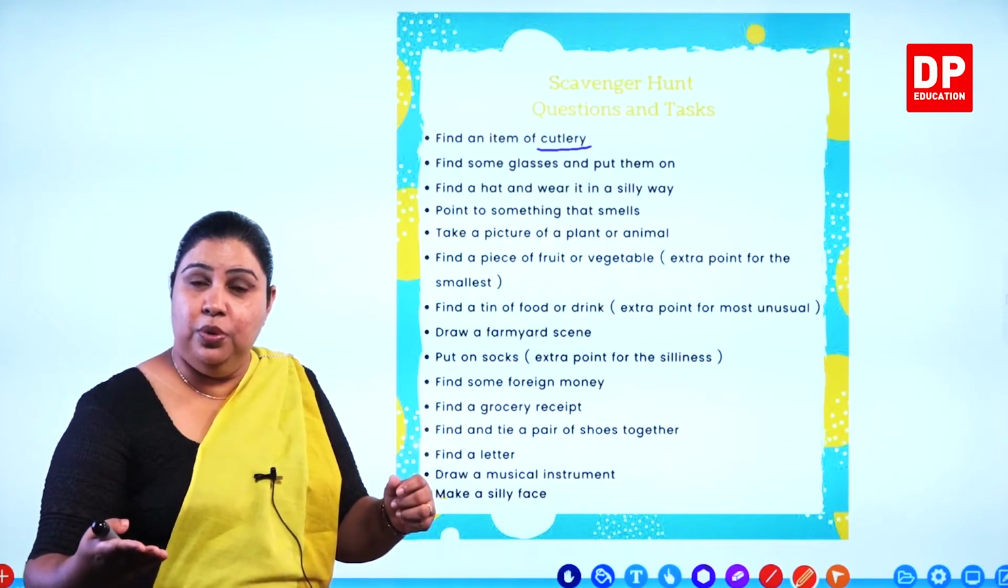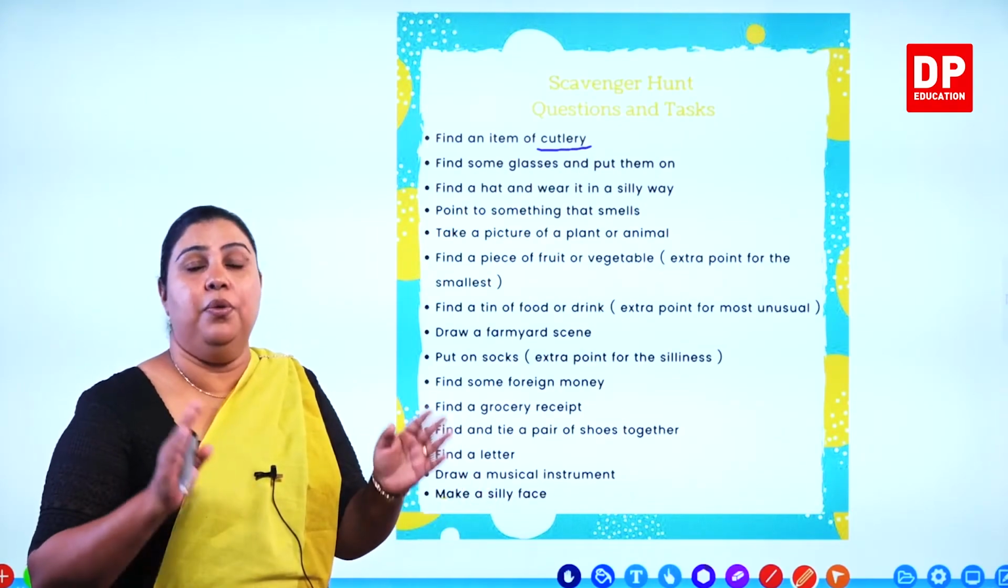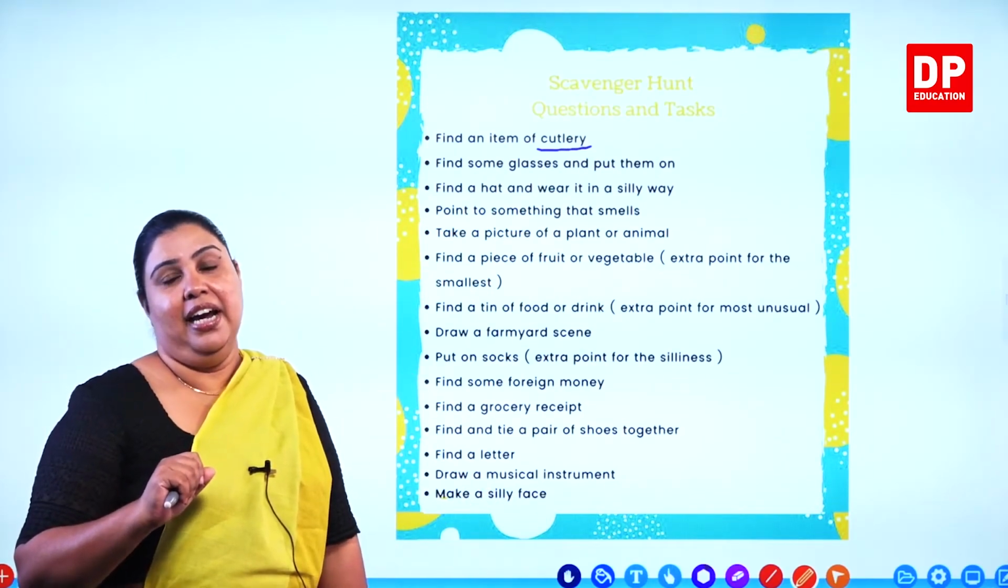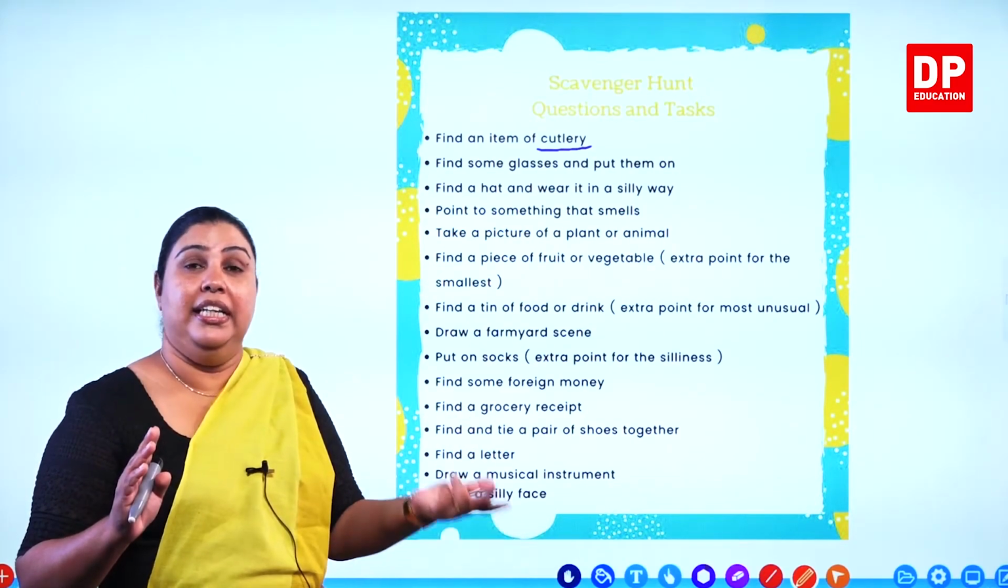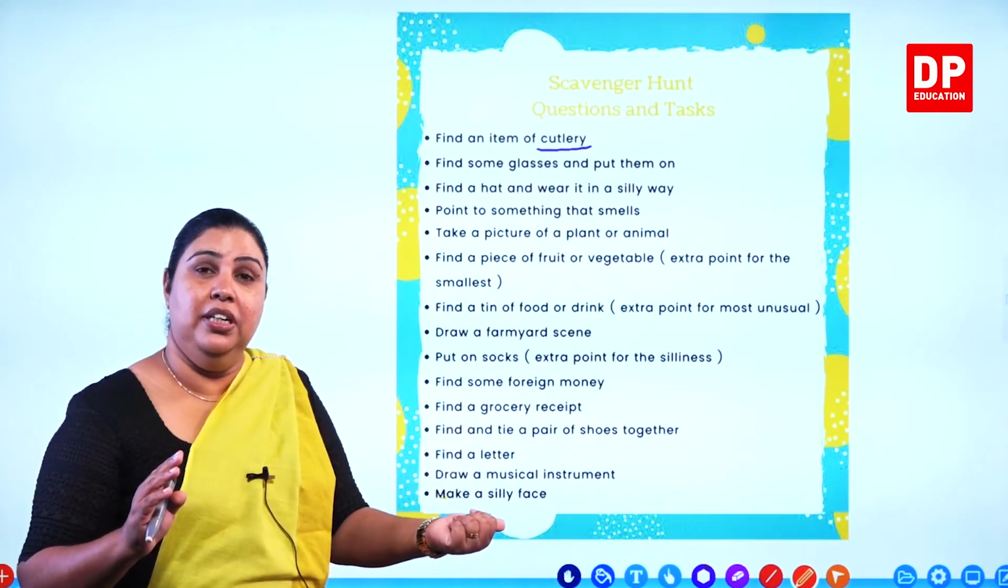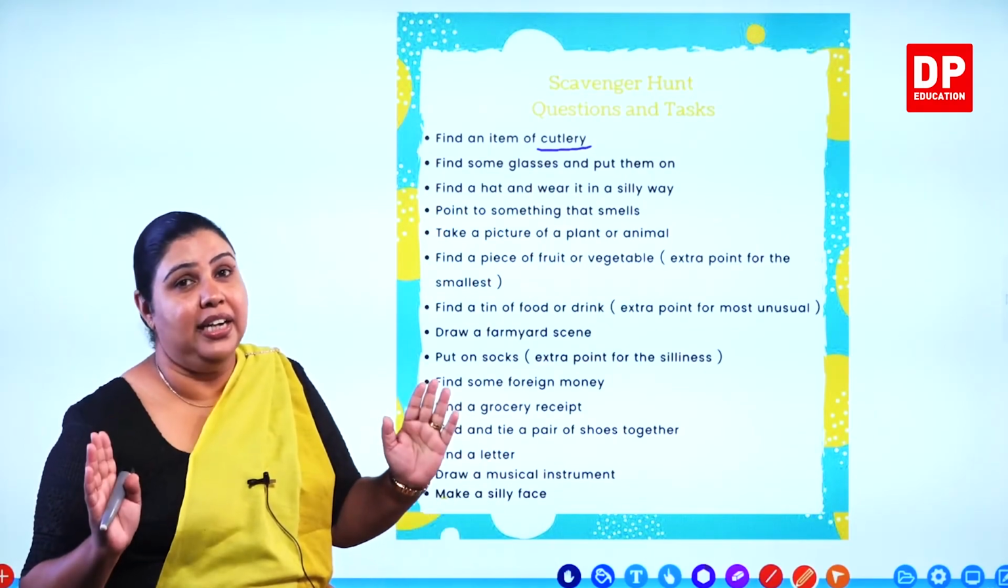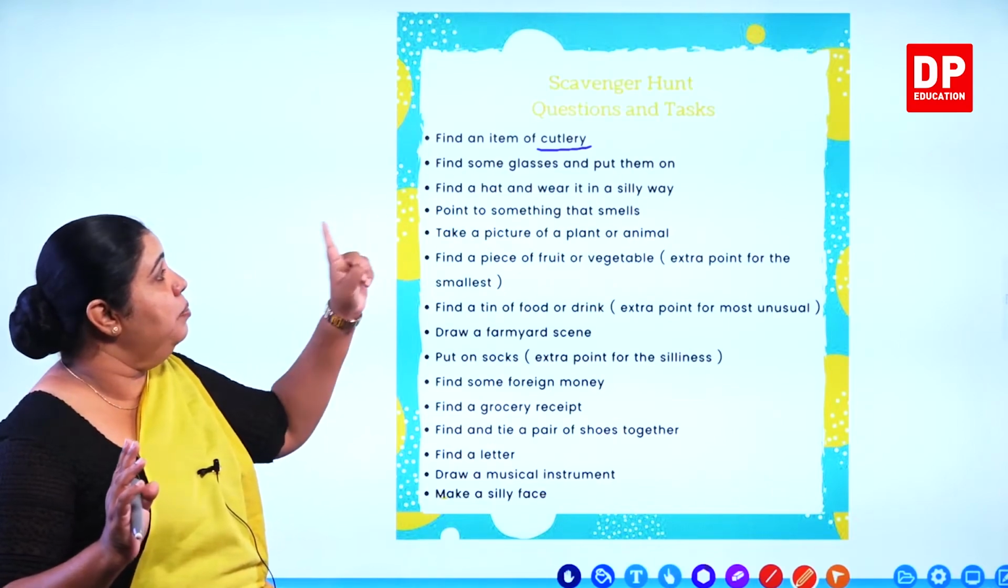Right? So what are the cutlery that you know? The spoon, the fork, then the teaspoon, the tablespoon, right? And the knife. So those are the cutlery. Find an item of cutlery.